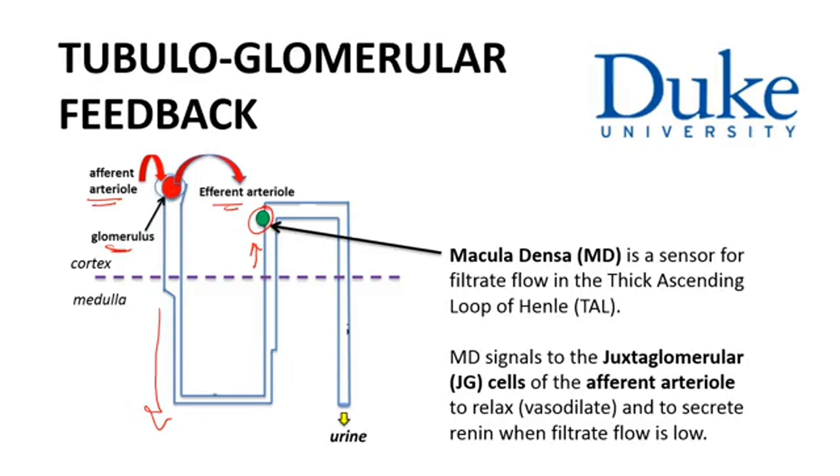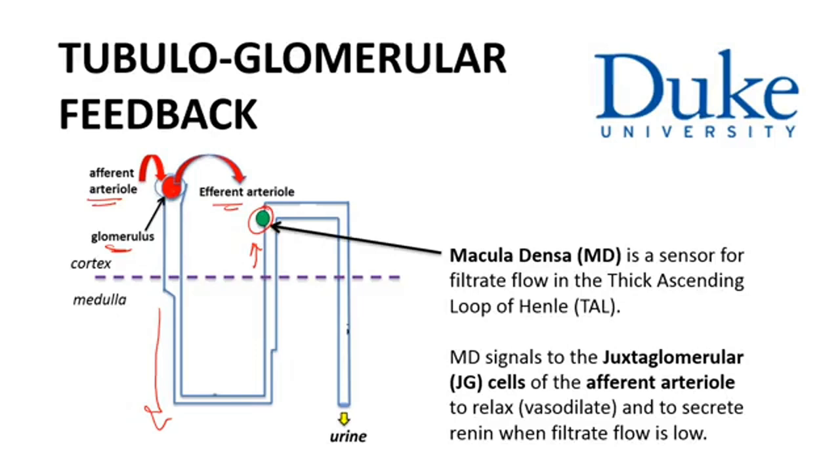The macula densa sense not only the flow rate of the filtrate through the system, but they can also sense the amount of sodium which is being delivered through the system. And if the macula densa senses a low flow of filtrate through the tubule, it will set off a paracrine type of signaling back to the juxtaglomerular cells, which are the smooth muscle cells of the afferent arteriole.